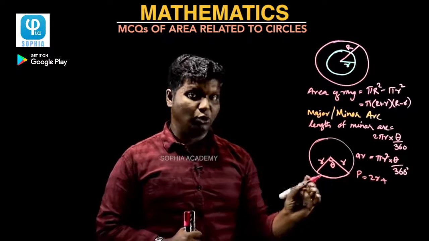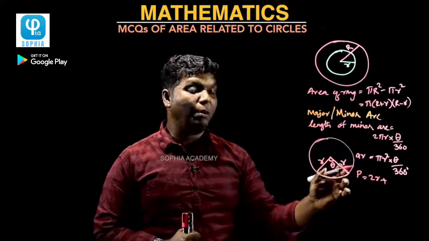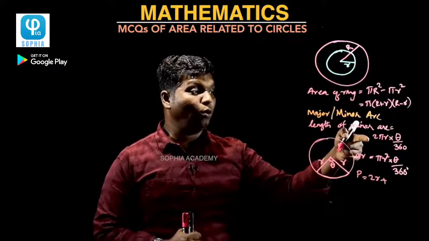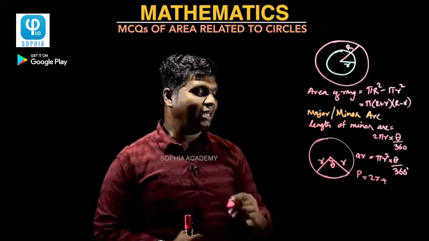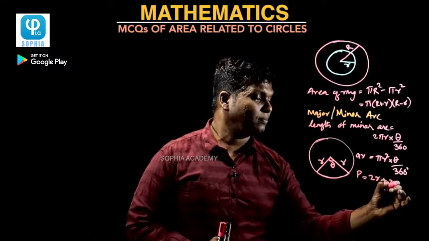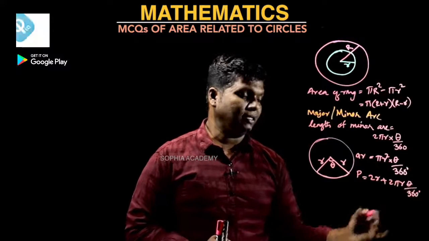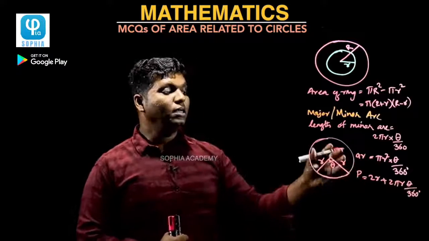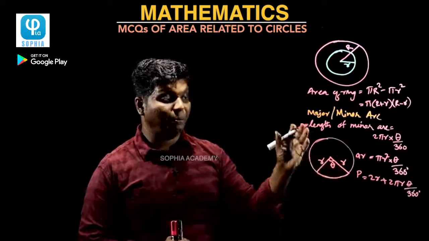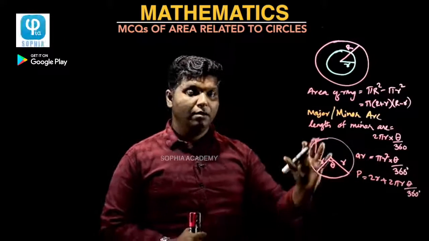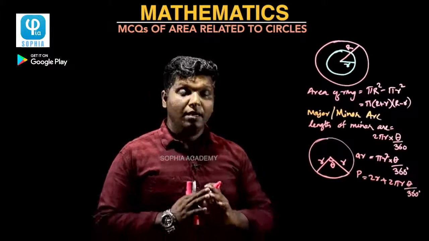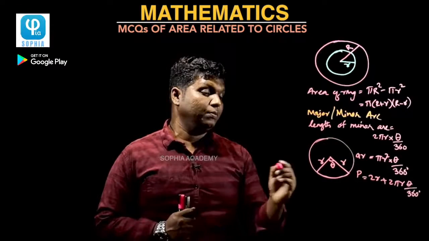Now tell me, r plus r is 2r, we wrote that much. What about the length of the minor arc? Length of the minor arc, we already know it is 2 pi r into theta by 360. So here you can write 2 pi r into theta by 360 degree. So this is what we call the perimeter. This is how we have to find the perimeter of the minor sector.